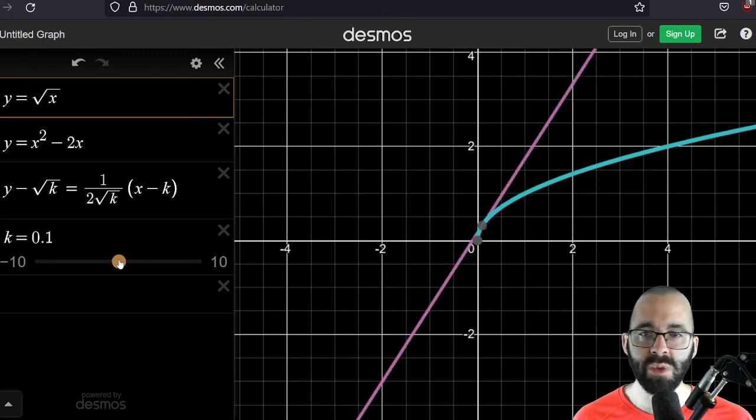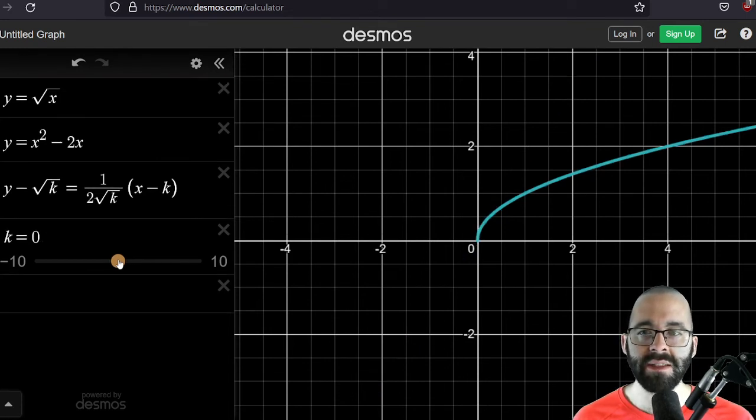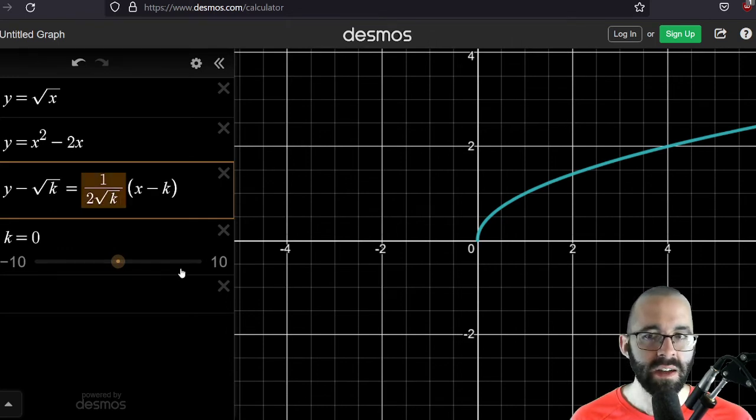Well, Desmos won't show it to us. It gives us the tangent line when x is 0.1. But when we make that 0, there's no tangent line. Why? Because this derivative is not defined at 0. When we plug 0 here, we get undefined.